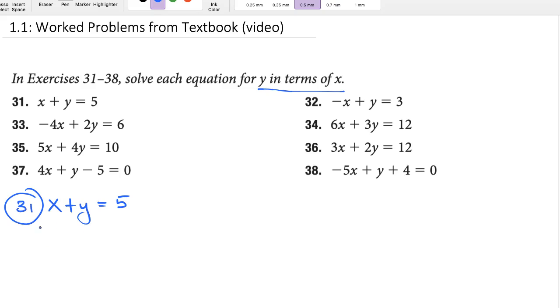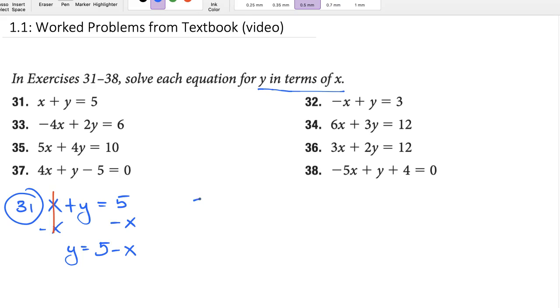But it's already on the left, so I'm going to subtract the x from both sides, and I end up with y equals, and don't forget that the x is going to subtract out. So we get y equals, and on the right side we have 5 minus x, and that is it. That's all you have to do. So let's look at one that's just a wee bit harder.